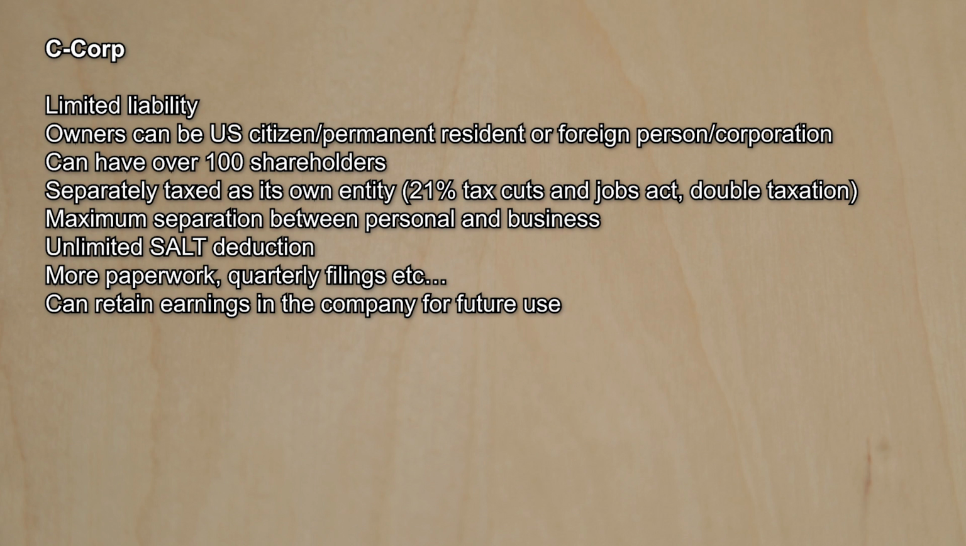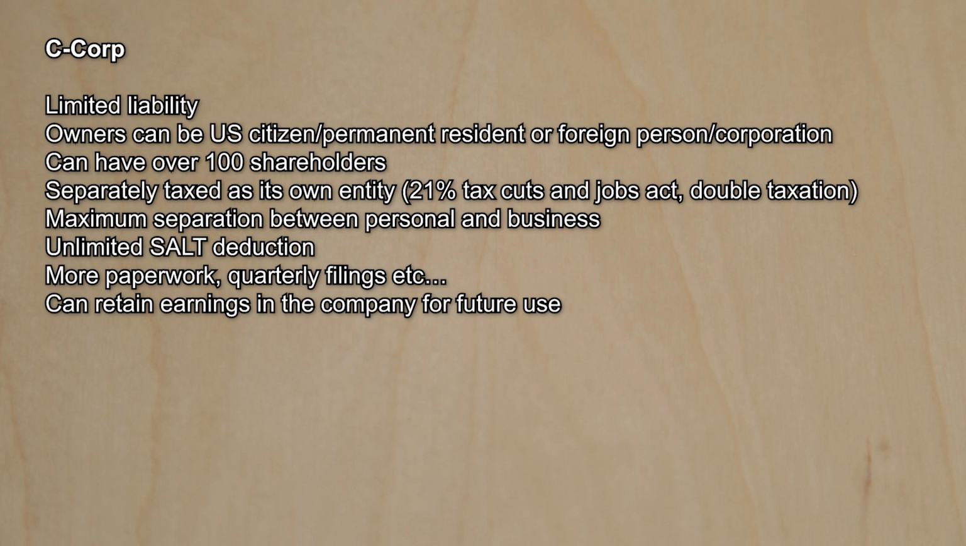And then of course, you would be susceptible to double taxation, because the company is taxed itself and then the money it pays out as dividends is also taxed. The C-Corp offers maximum separation between personal and business. Obviously LLCs and S-Corps do separate your personal and business finances to an extent, but the C-Corp takes it to the maximum. You are 100% separated.